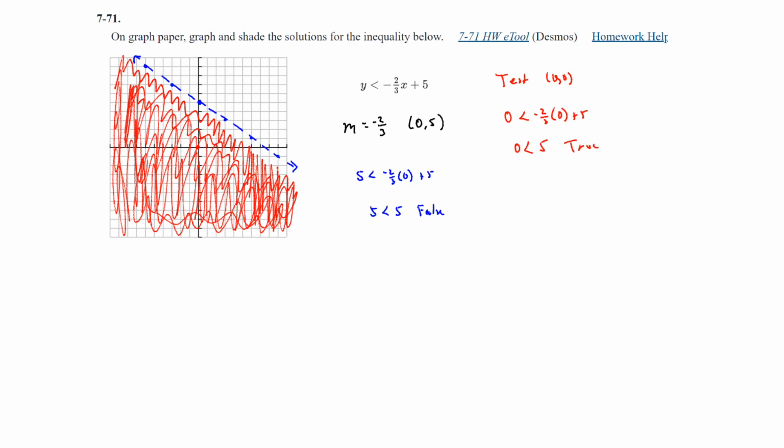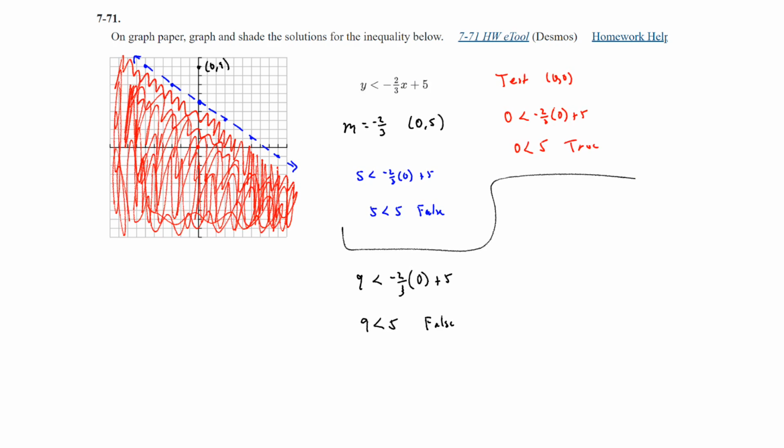Let's go 0, 9 on this one. All right, so I'm going to plug that in. Once again, this is kind of a little extra, but to show you, if I plug that in, that would give me 9 is equal to negative 2/3 times 0 plus 5. And we're expecting to have a false statement here. Let me rewrite that. I wrote it as an equal instead of an inequality. So 9 is less than negative 2/3 times 0 plus 5, and we get 9 is less than 5. Well, 9 is not less than 5. That is a false statement.